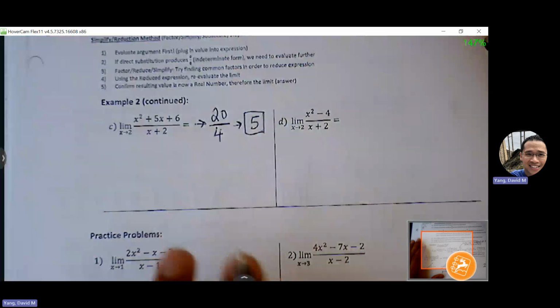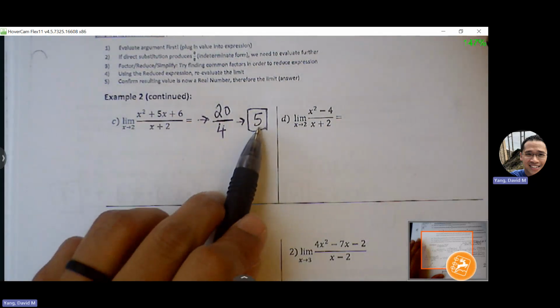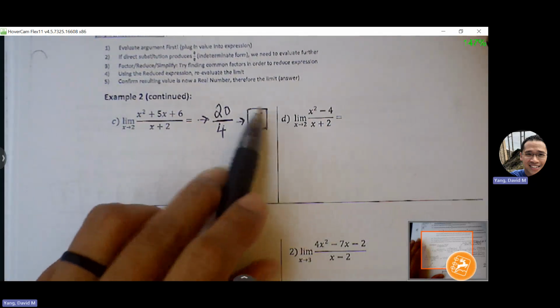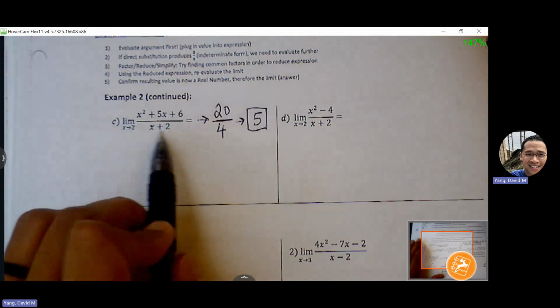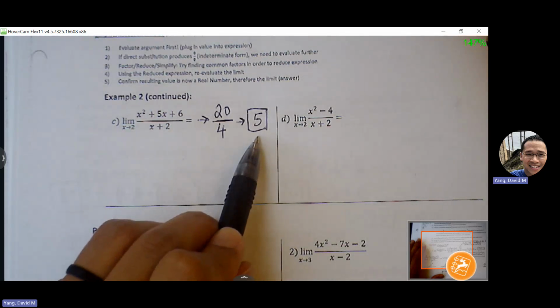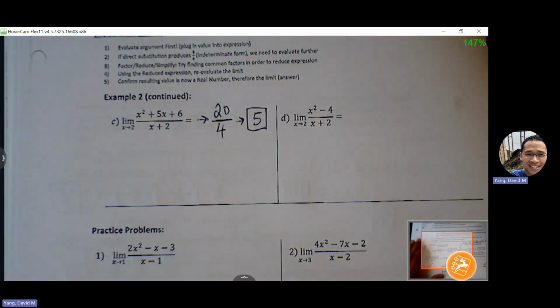If I have a real number, there's no need to factor, right? Because I already evaluated, I've gone down to a real number. There's no more work that needs to be done, even though it looks like, oh, maybe I need to factor and reduce, but this is telling us that the limit exists. There's no additional steps we need to take.